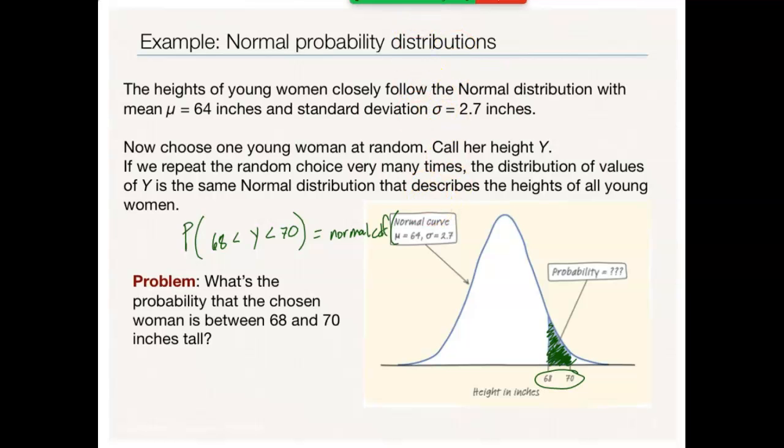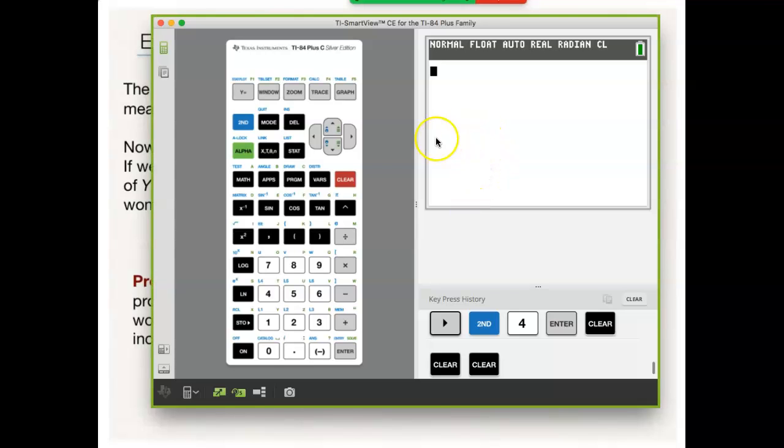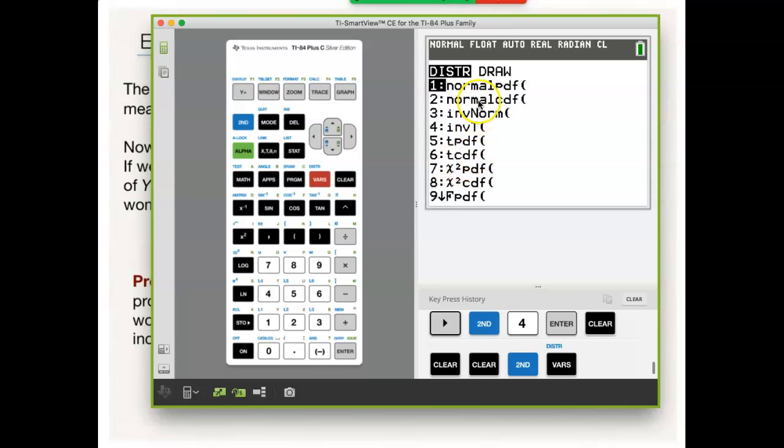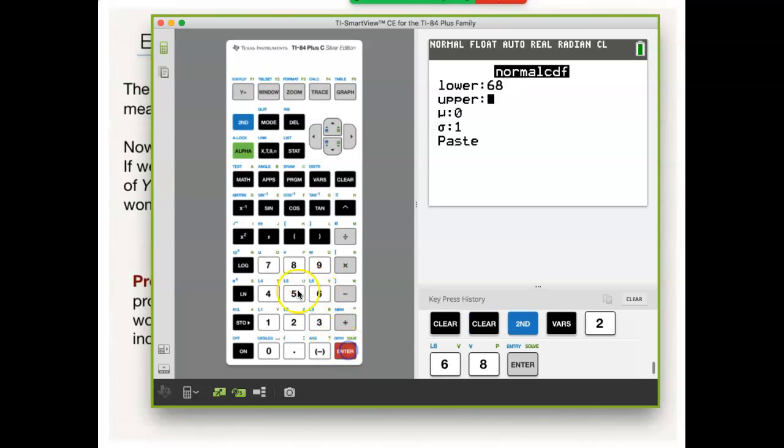We'll use these numbers. So it's been a while since we've used our calculators to do something like this. You can see if you go to distributions, which is just above the variables button right next to clear. You go second, variables. Normal CDF is the second option. In this case, I would want my lower boundary to be 68, my upper boundary to be 70. My mean was 64, right? Yes, 64. And my standard deviation was 2.7.